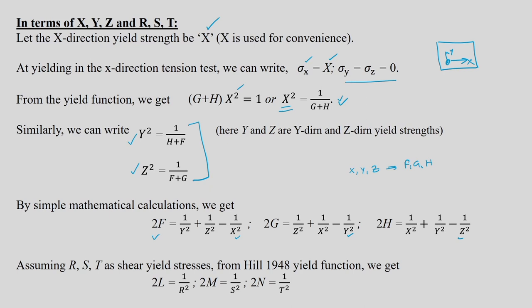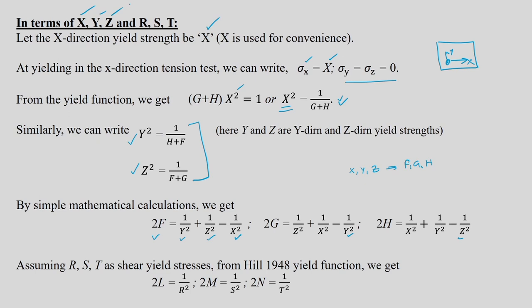So now f, g, h in the previous equation, Hill's 1948 yield function, is going to be a function of all the yield strengths. x is one yield strength, y is one yield strength, z is one yield strength. The only difficulty here is how to find z. So basically yield strength in z direction, how are you going to find out? That is the only concern here. Otherwise, f, g, h can be calculated. So we know now what is x, y, z here.